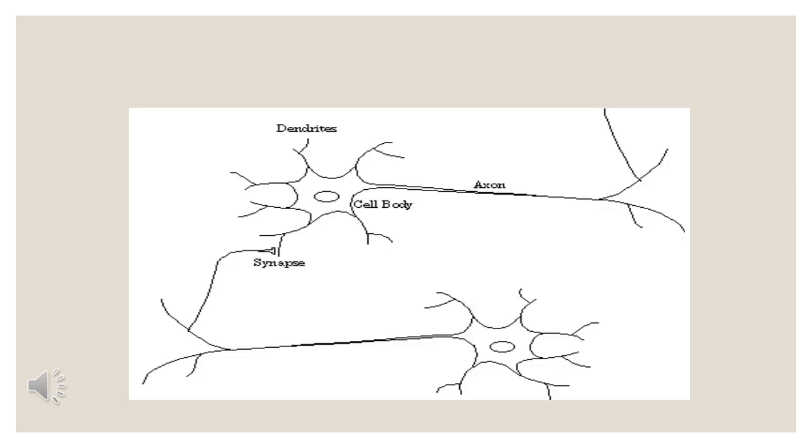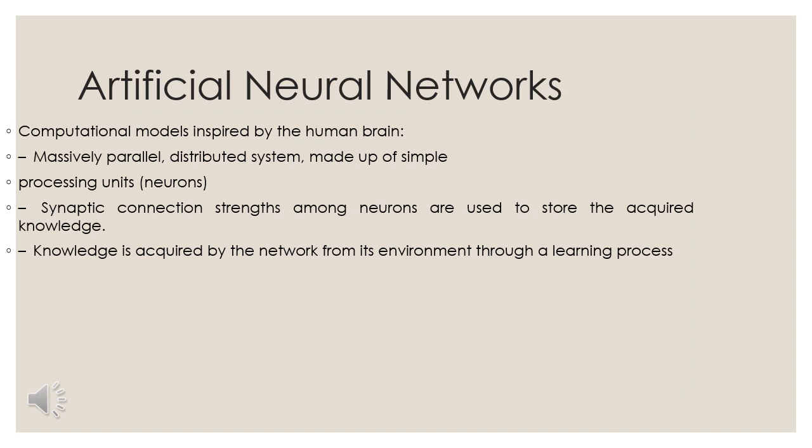This is a diagram of biological neurons where a few points are marked over the diagram, that is dendrites, axon, cell body and synapses. In the previous slide we have discussed all these points. Now we have the term artificial neural networks: computational models inspired by the human brain, a massively parallel distributed system made of simple processing units which are known as neurons. Synaptic connection strengths among neurons are used to store the acquired knowledge. Knowledge is acquired by the network from its environment through a learning process.